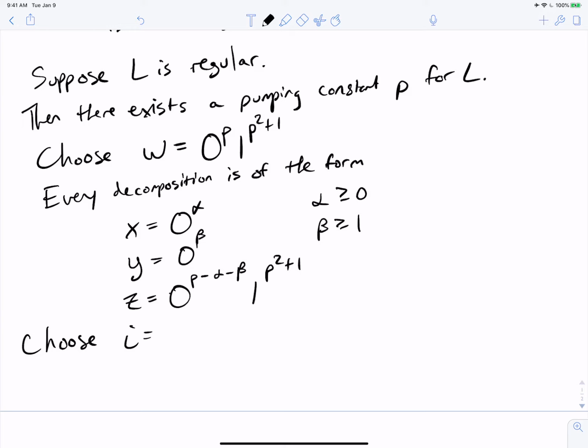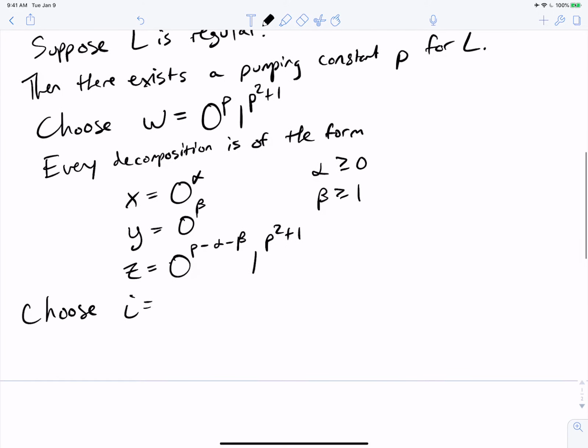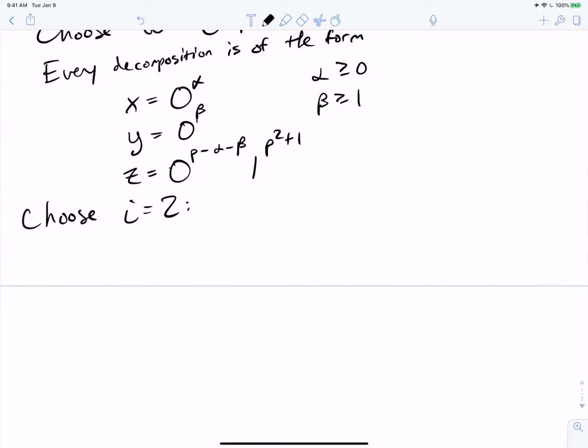What about 2? Well, let's try it. It may not work, but let's try it anyway. So x, y squared z is 0 to the p plus beta, 1 to the p squared plus 1. Okay, well, let's see. Is this string in the language? Because if it is, that doesn't help us. So we've got to show that it's not in the language.